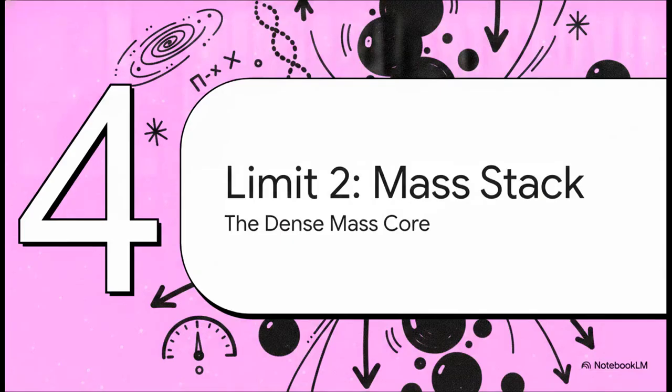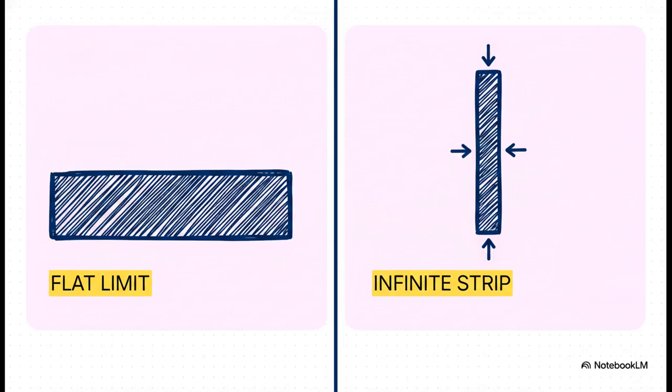Now for the exact opposite. Section 4, limit 2, the mass stack, the dense mass core. Notice the really sharp contrast here. On the left, we have limit 1, our flat 1 by 1 photon line. But on the right, if we hit the brakes and turn our master dial d all the way down towards 0, well, what happens to 1 divided by d? It blows up, right? The field compresses horizontally and stretches vertically into this hyper-narrow, infinitely tall strip.